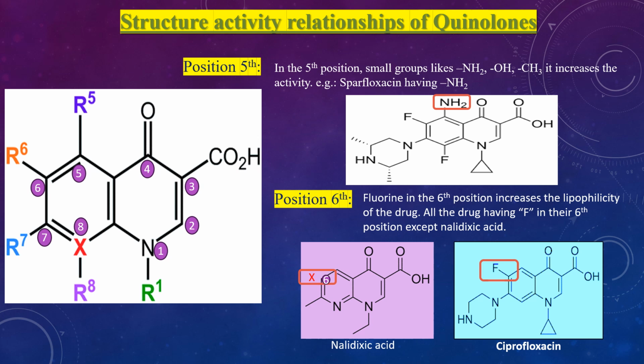Fifth position. In the fifth position, small groups like NH2, OH, CH3 increase the activity. Example, ciprofloxacin having an amino group in the fifth position. Sixth position, fluorine in the sixth position increases the lipophilicity of the drug. All the drugs have fluorine in their sixth position except nalidixic acid. See the diagram. Nalidixic acid doesn't have fluorine in the sixth position.